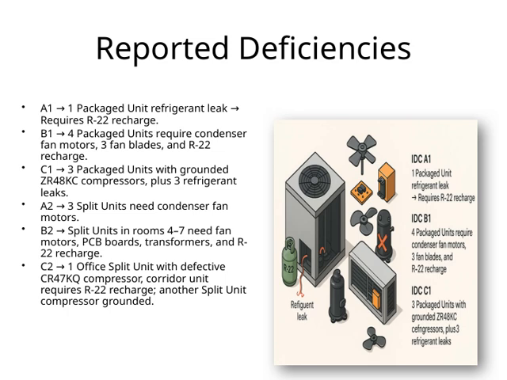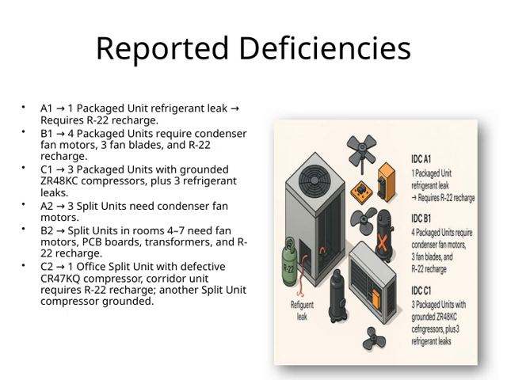Moving on to the split units, 3 of them need new condenser fan motors. Units in rooms 4 through 7 are in similar condition. They need fan motors, PCB boards, transformers, and refrigerant recharge with R22. This highlights a pattern of both mechanical and refrigerant issues across multiple units.